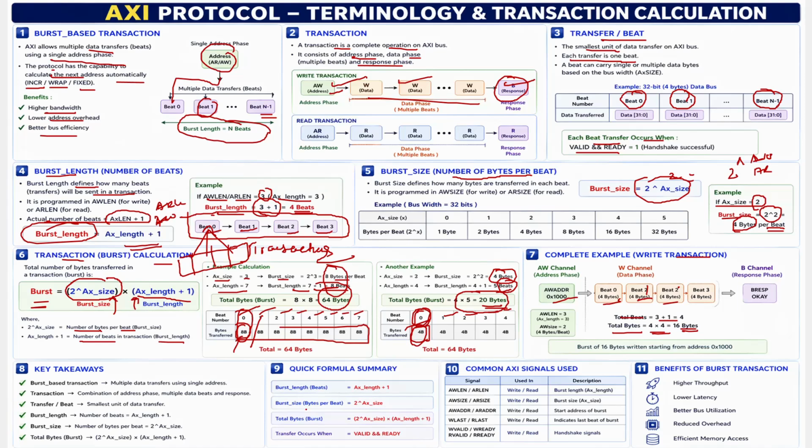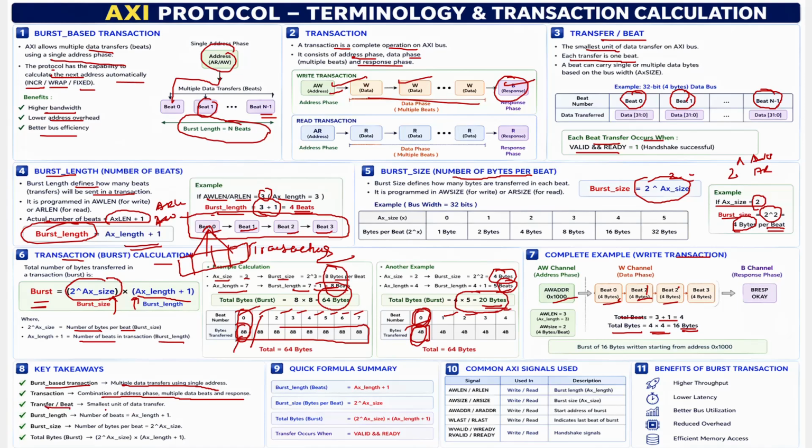Clear? So these are the key takeaways. A burst based transaction means multiple data are transferred using a single address. Based on a single address, we are sending multiple data. A transaction means a combination of address, multiple data beats, and response. Only then does a transaction take place.